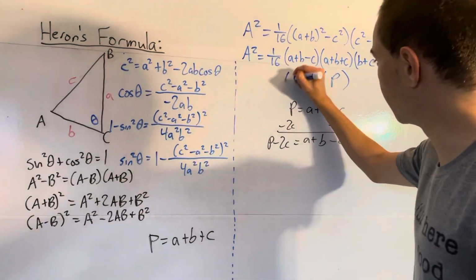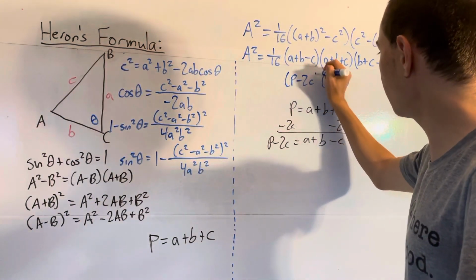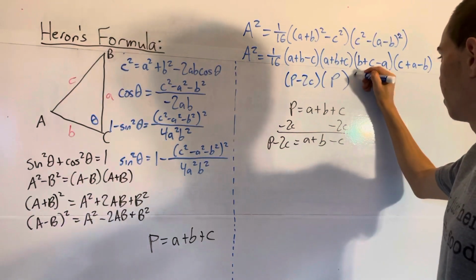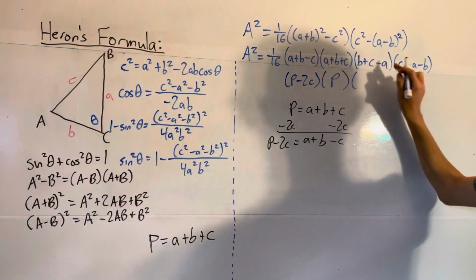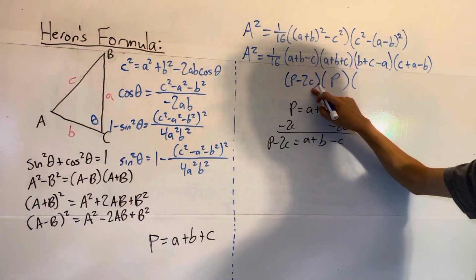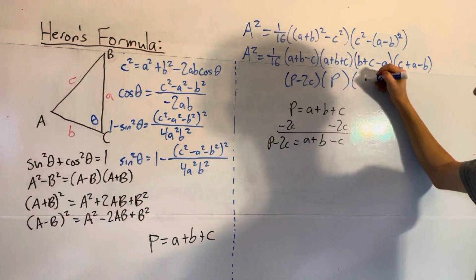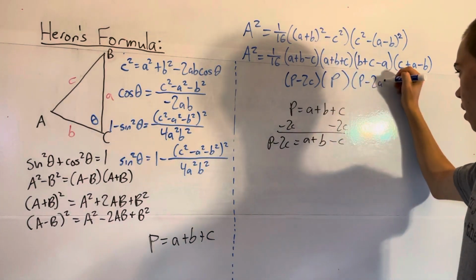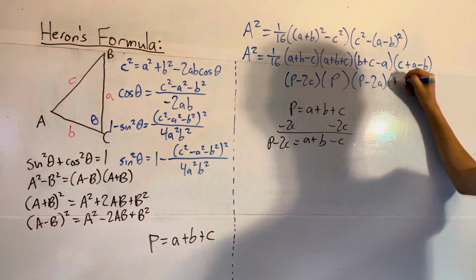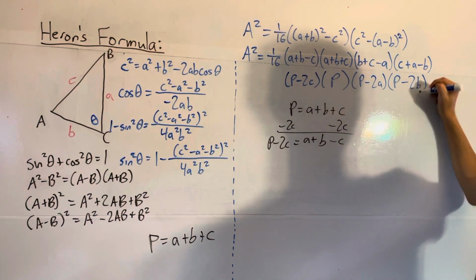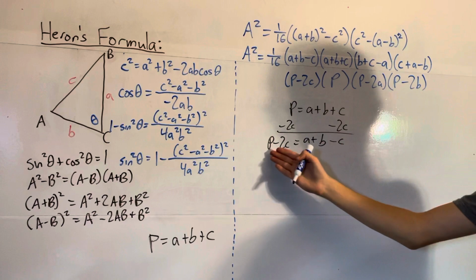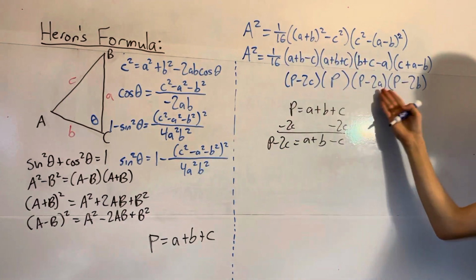So this is going to be p minus 2c. This one, in this case, is b plus c minus a. So instead of minus 2c, we're doing minus 2a. So it's going to be p minus 2a. And same thing here, since we're subtracting b, it's just going to be p minus 2b. We use that same idea to find p minus 2c, p minus 2a, and p minus 2b.